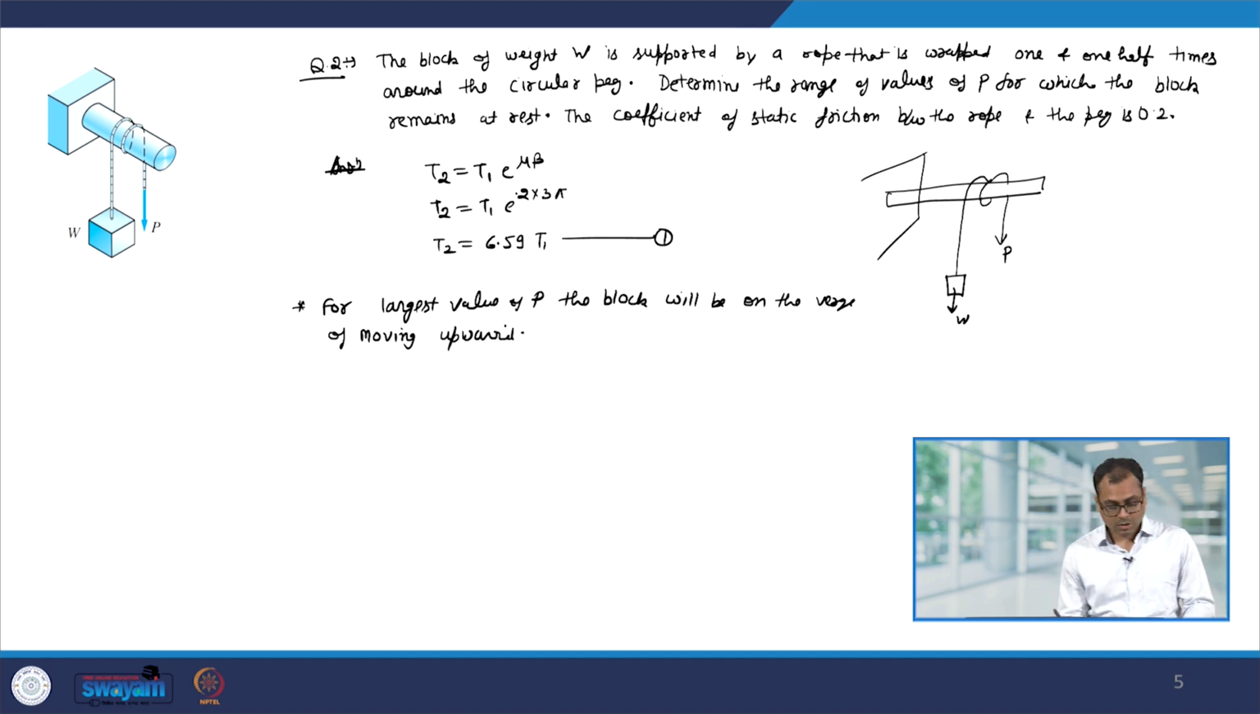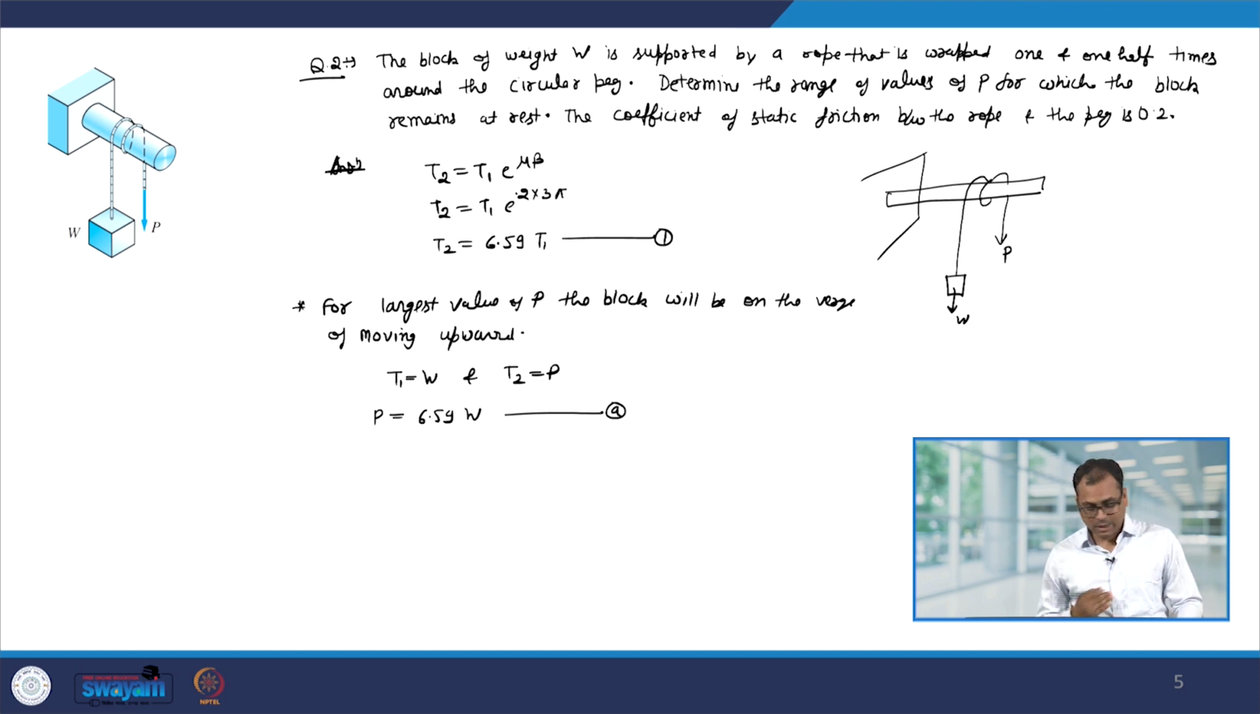Okay. So, therefore, whatever is the largest value, that has to be T2. So, in this case T1 will be W and T2 will be P. Let us put that in equation number 1. So, we have P equal to 6.59 W. Let us call it equation number A.